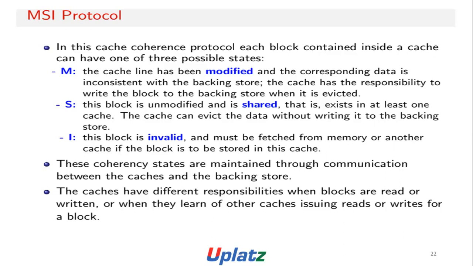I: this block is invalid and must be fetched from memory or another cache if the block is to be stored in this cache. These coherency states are maintained through communication between caches and the backing store. The caches have different responsibilities when blocks are read or written, and when they learn of other caches issuing reads or writes for a block.